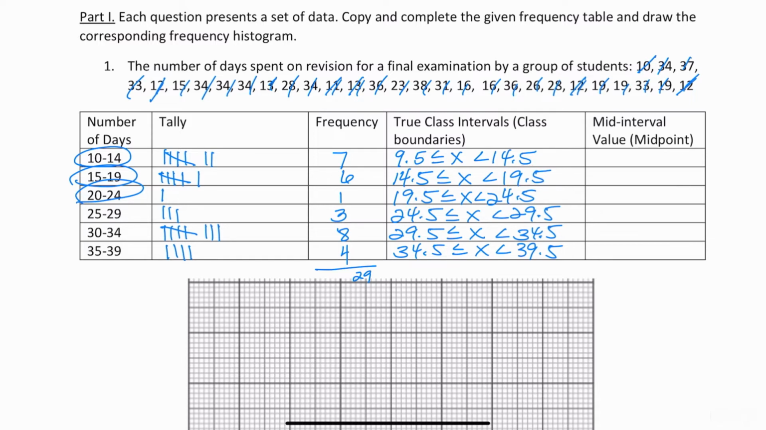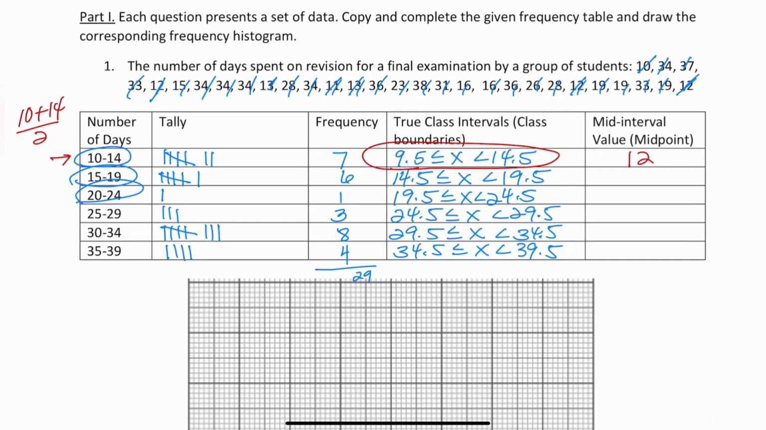The last thing we want to find possibly is the mid-interval value. The mid-interval value is the midpoint. To find the midpoint, for example in the first one, you add 10 plus 14 and divide by 2. It's the point in the middle. It makes sense: 10, 11, 12, 13, 14. The middle value is going to be 12. And the way I find it algebraically is by adding the lower and upper bound together and dividing by 2. It's the same thing that I'm going to get if I use the true class interval.